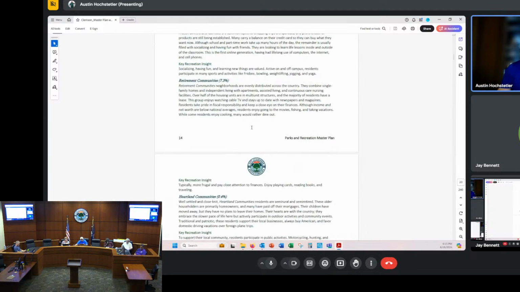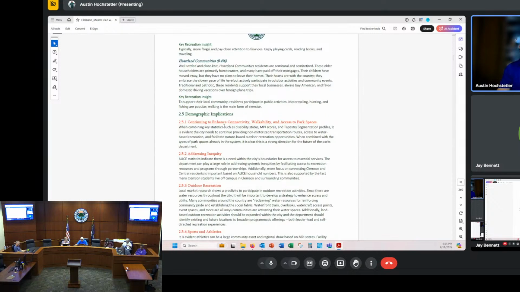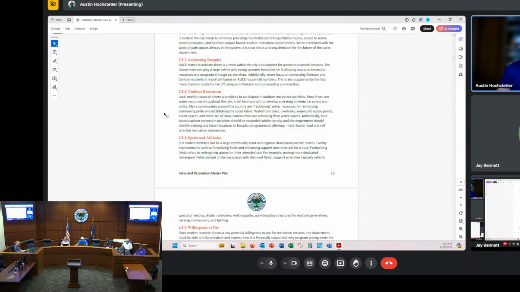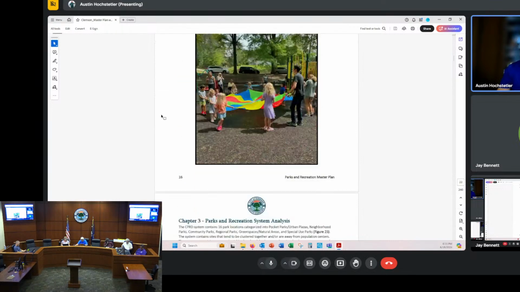You'll see that in the plan, and then it summarizes that chapter with some of the implications. If you don't want to go through all the other data charts, just read 2.5, and that gives you the gist of the summation here about continuing to enhance connectivity, addressing inequity, outdoor recreation, sports and athletics, and willingness to pay. There's a little bit of discussion about those items.